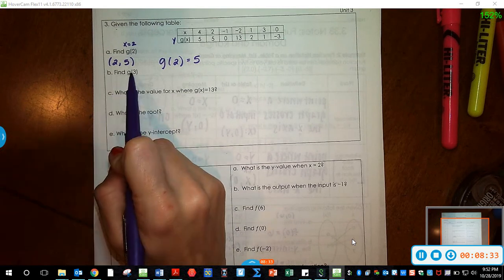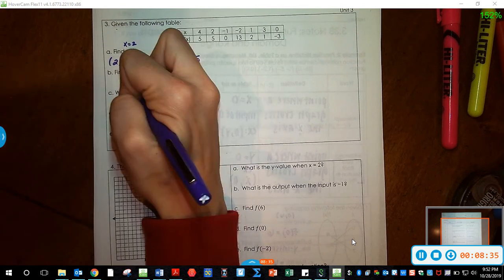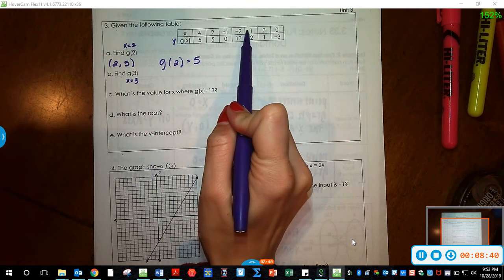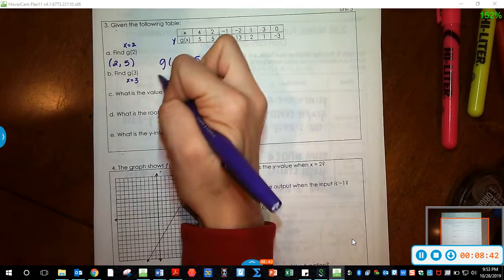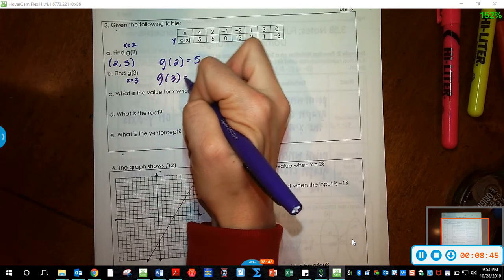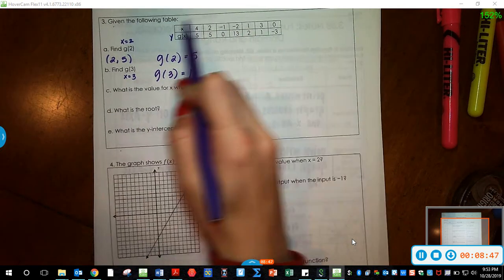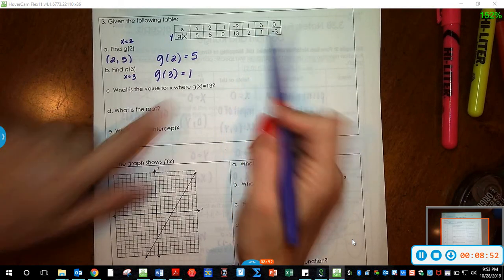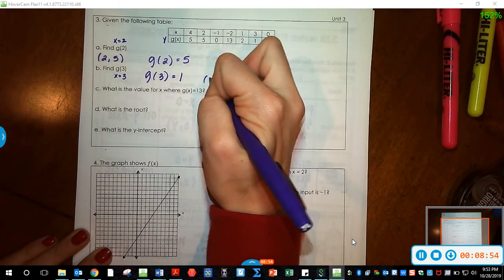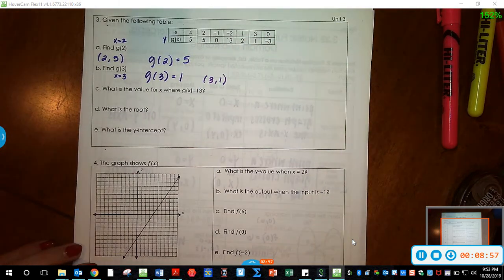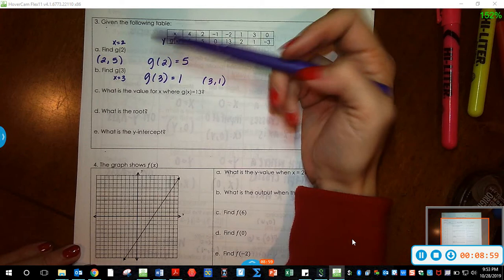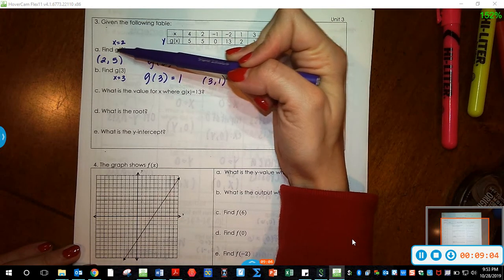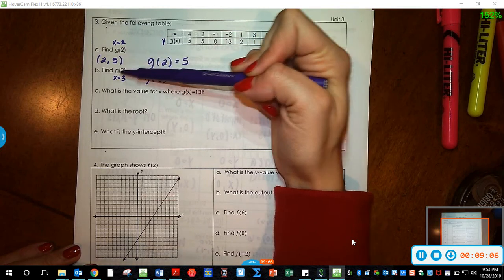Okay, now same thing, but this is saying x equals 3. So I go to where my x equals 3. g of 3 equals 1. So in my function g, when my x is 3, my y is 1. And I can write this as an ordered pair as well. But notice the difference. Here they're giving me g of x. When they say g of x, they say g of 2, g of 3.